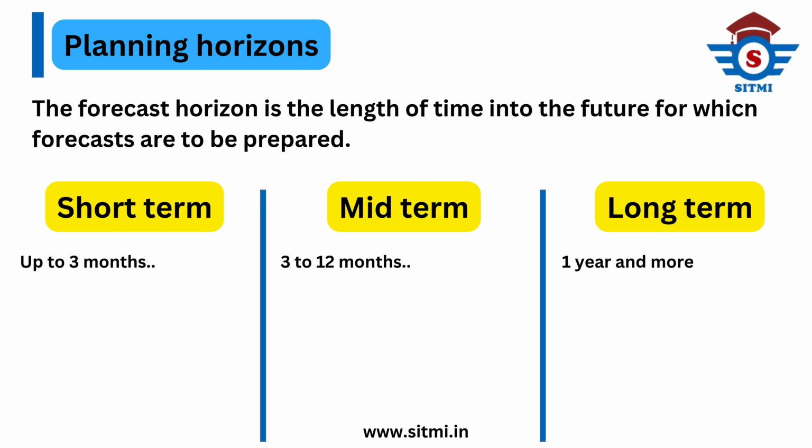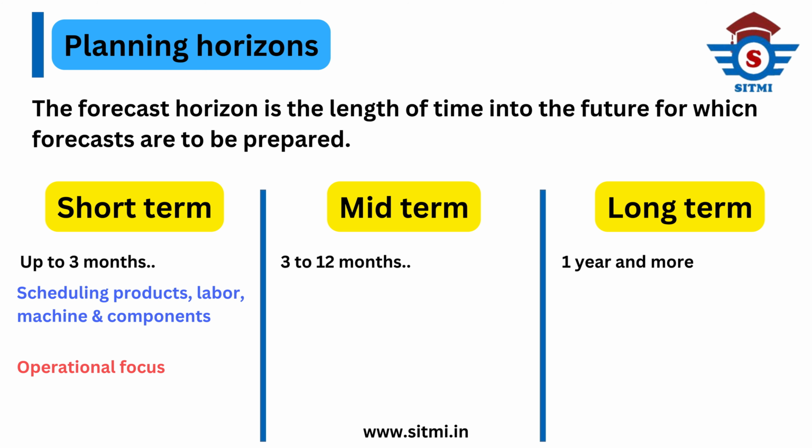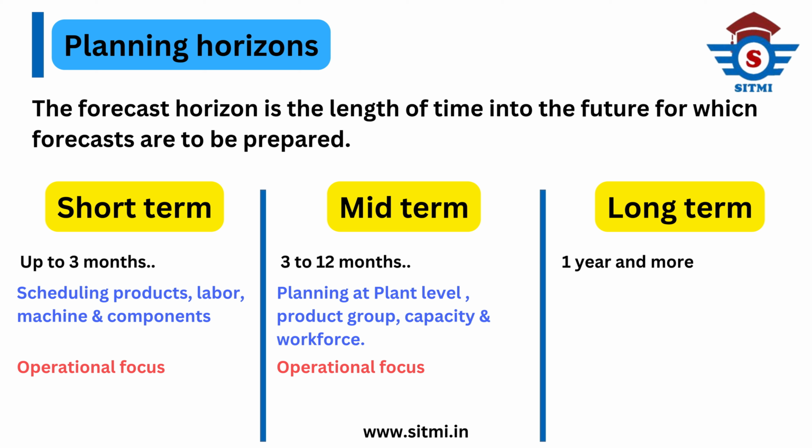Now what is the use of short-term forecast? Basically it is done for the scheduling of products or labors or machineries or the components. So it is more of operational forecast in a next 3 months period. Now what is mid-term forecast? So it is usually done to plan at a plant level planning like product group planning, capacity and workforce planning for next 3 to 12 months in the future, and it is also an operational in a nature.